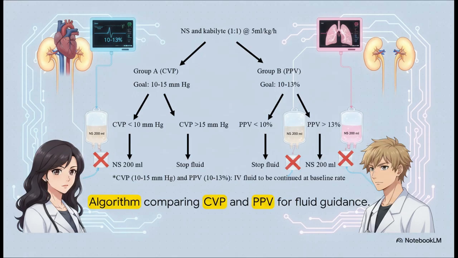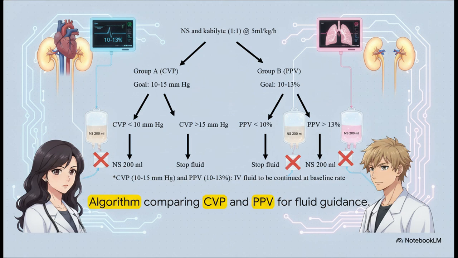This algorithm brilliantly illustrates the protocol from the Goyle randomized controlled trial. They took 75 chronic kidney disease patients and split them into 2 arms. Group A was guided by CVP, targeting 10 to 15 millimeters of mercury. Group B, however, was guided dynamically by PPV, targeting a very narrow window of 10 to 13%. The logic is simple but elegant.